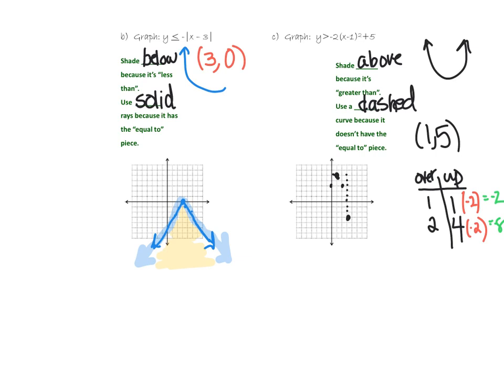Same thing on the other side: over 2 and down 8. Those are the points that I am going to connect using a curve, and it's a dashed line. There's my parabola. Now it says my y values need to be greater than, so I am going to shade above this figure. Let's go with some green.